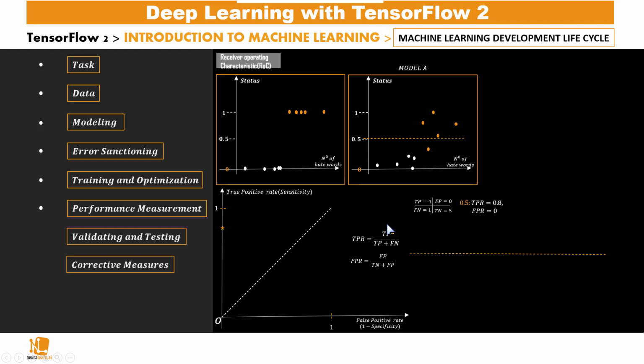That said, we now move to another threshold. In this case we suppose a threshold of 0.2. That's it right here.